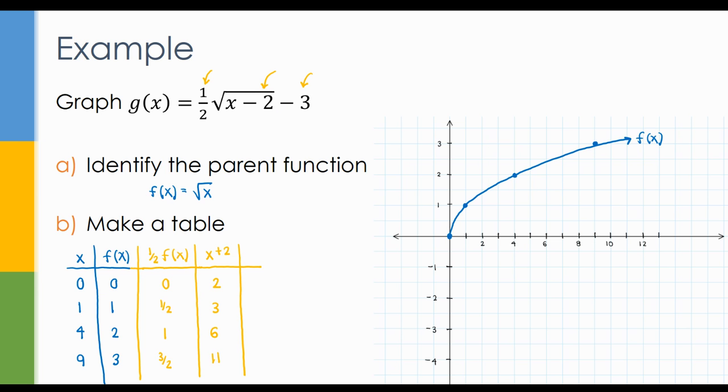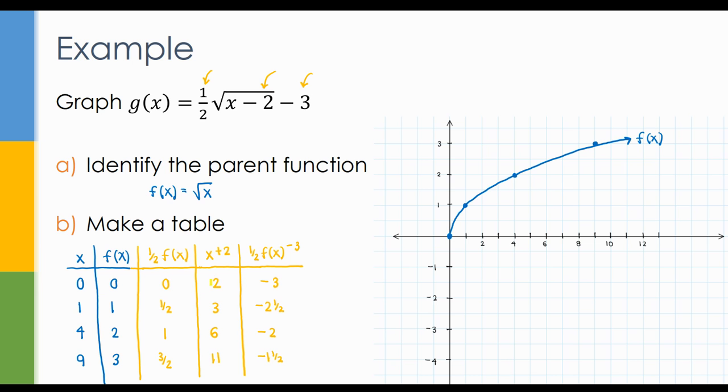Because it is being subtracted outside, that's dealing with our y's. The latest column with our y was this 1/2 times f of x. So I'm going to take that column and subtract 3 from it. So 0 minus 3 is negative 3. 1/2 minus 3 is negative 2.5. 1 minus 3 is negative 2. 1.5 minus 3 is negative 1.5.